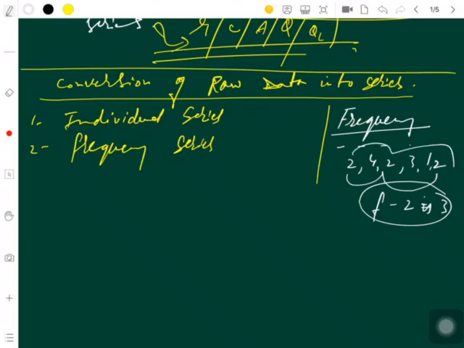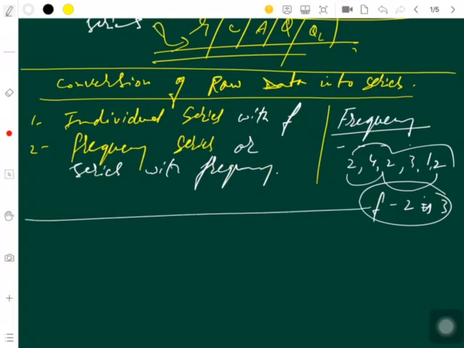Okay, individual series means without frequency, and frequency series is also called series with frequency. Now I don't have to talk much about it. Let us take them one by one. First is individual series.